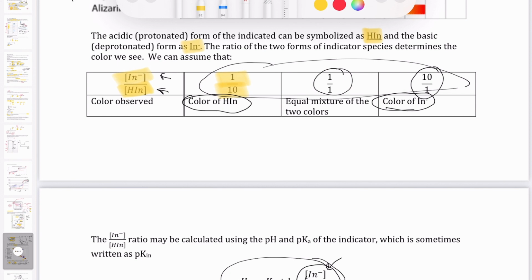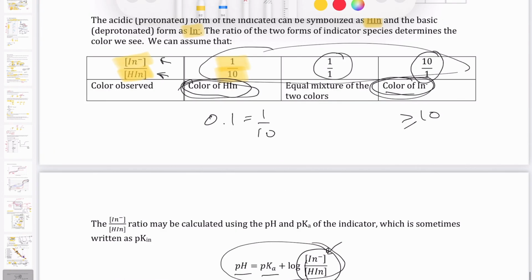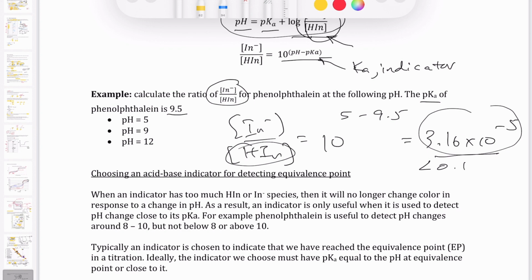Again, anytime the number is less than 0.1, then the color you'll see is the color of HIN. Anytime the number is bigger or equal to 10, then you'll see the color of the IN minus. In this case, the number is 10 to the minus 5, which is smaller than 0.1. So therefore, the color we'll see is the color of HIN, okay? And what is the color of HIN for phenolphthalein? It'll be colorless. So you will say, I'll see a colorless solution.